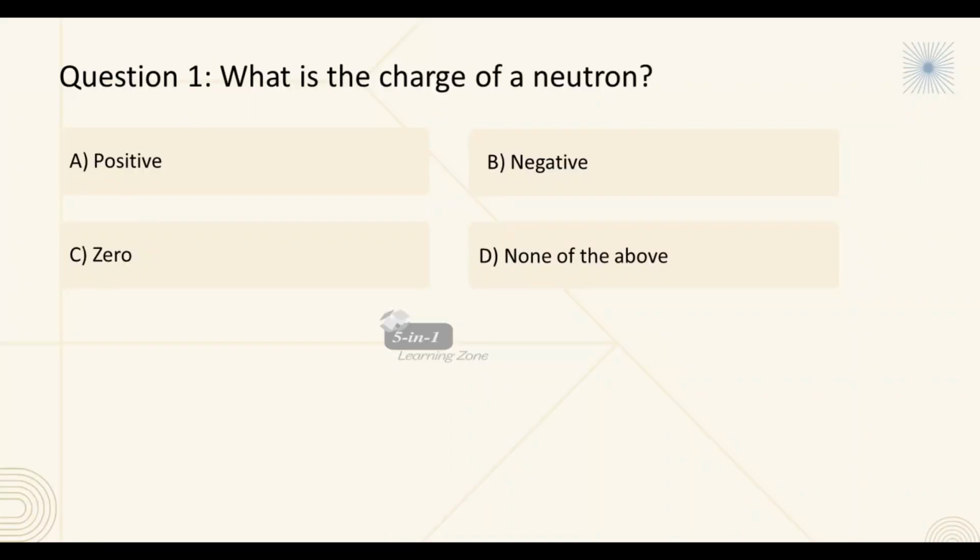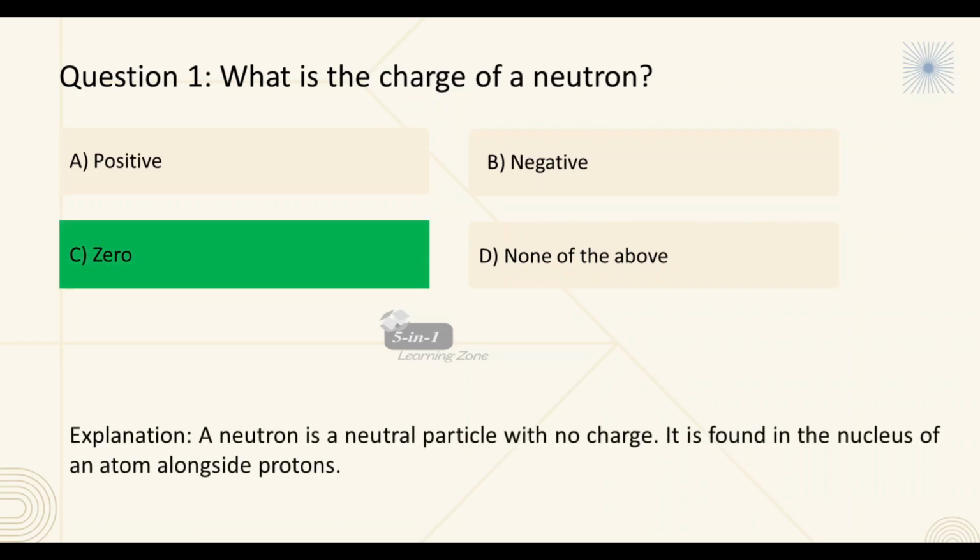1. What is the charge of a neutron? Answer: C. 0. Explanation: a neutron is a neutral particle with no charge. It is found in the nucleus of an atom alongside protons.